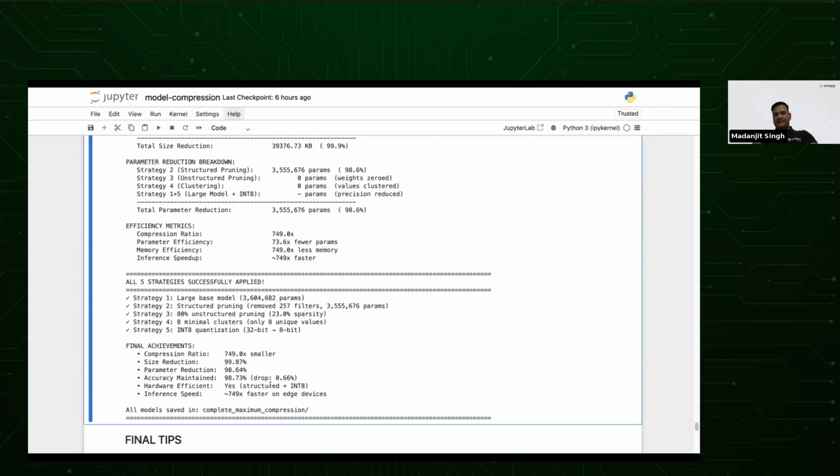And hardware efficiency has increased because we have gone from floating point 32, FP32, to int 8. And then inference speed, you can see, is 749% faster. This model is ready to be deployed on edge devices or micro edge devices. It'll give similar performance to what you can get with the base model in the cloud.